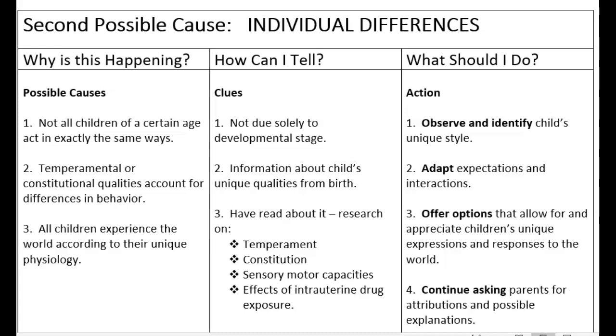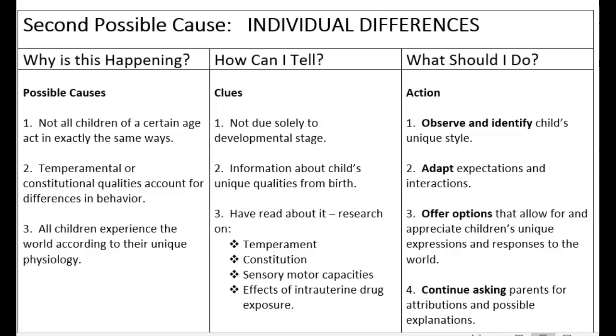The next possible cause in this document is individual differences. This is also a term that's used when we talk about temperament. Every child, even in a family, is very different in how they approach new situations and new people. Some children are very active. Other children move in a more methodical kind of way. Some children get overwhelmed more easily. So again, these are individual differences that might impact development.